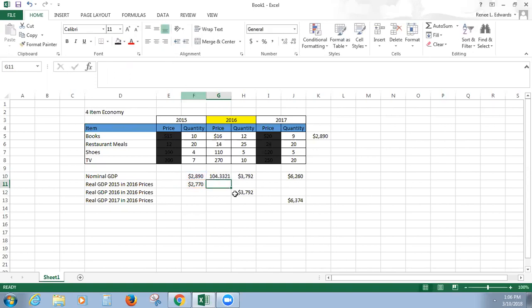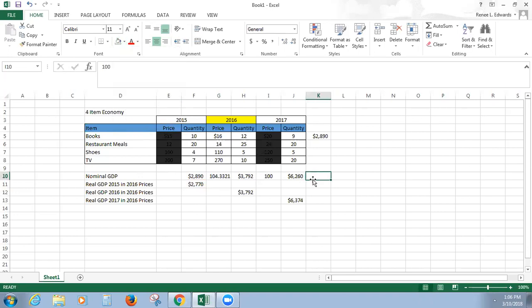So we find out that the index in 2015 is 104.321. The index in the base year, which is going to be 2016, is just going to be the nominal GDP, 3792, divided by 3792 times 100. So I would be dividing nominal GDP divided by real GDP, which is just going to equal 100. That will always be the same in the base year. Let me ungray that.